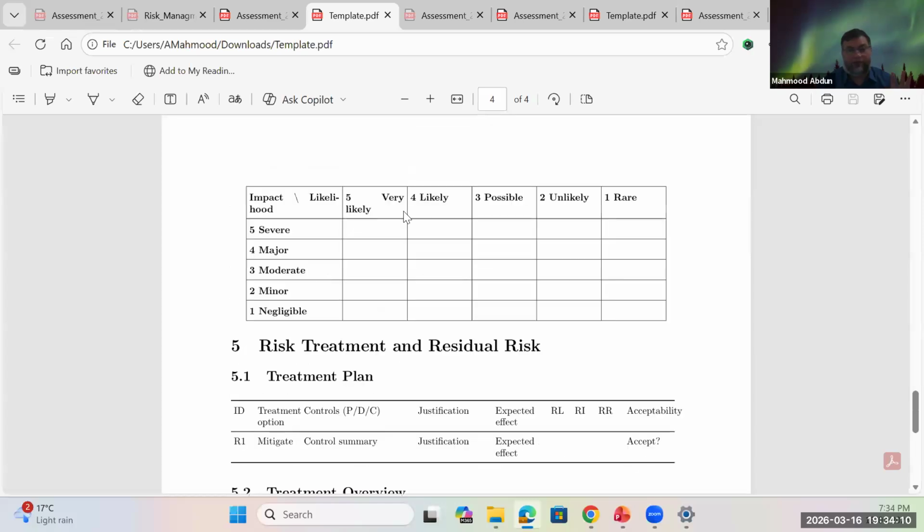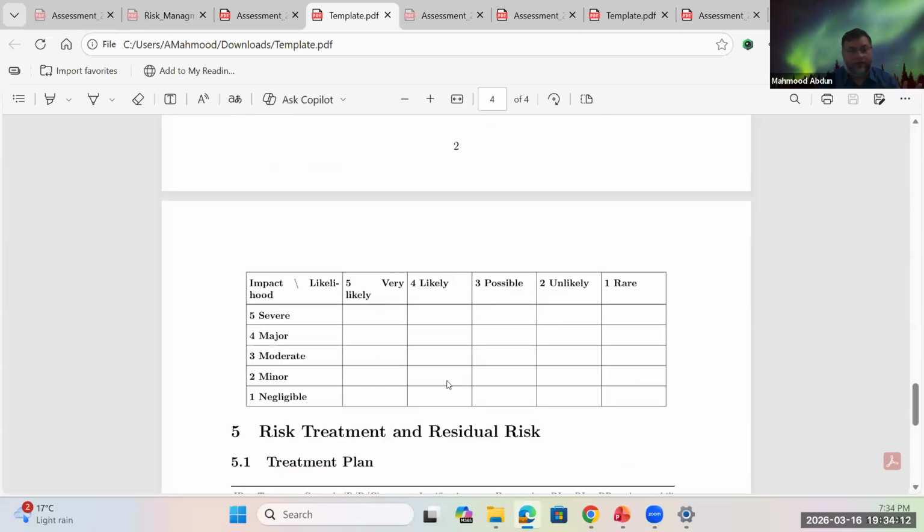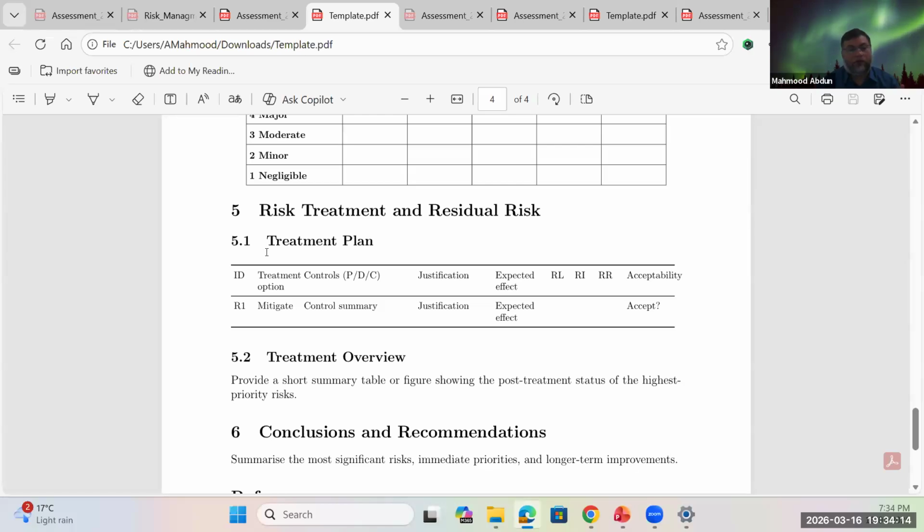Next step, after you have found all the risks and the severity of the risks, you can now plan the treatment. What are the controls you're going to use? Preventive, detective, control, and so on. What are the justifications of using this control? And what is the expected effect?